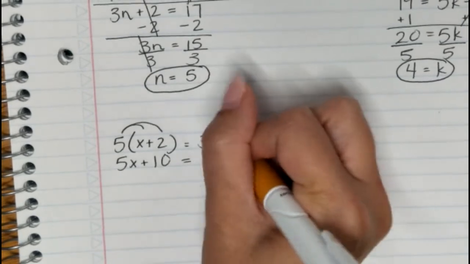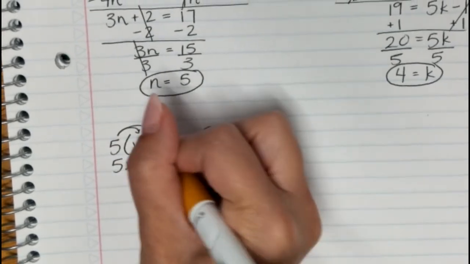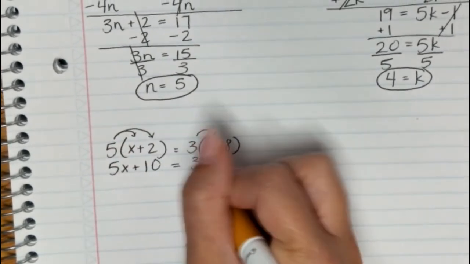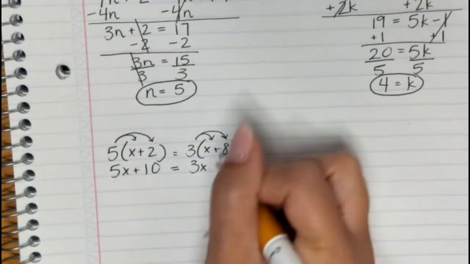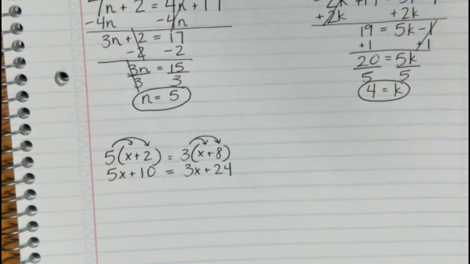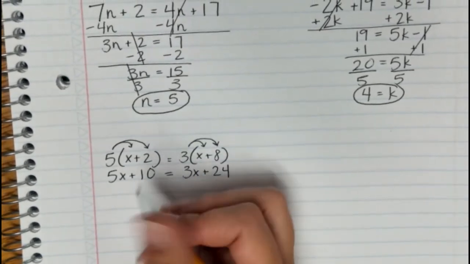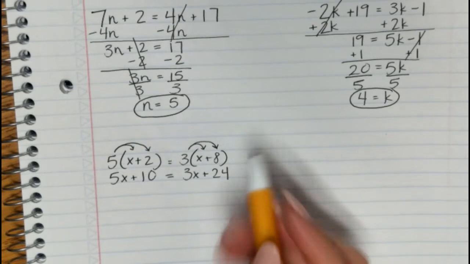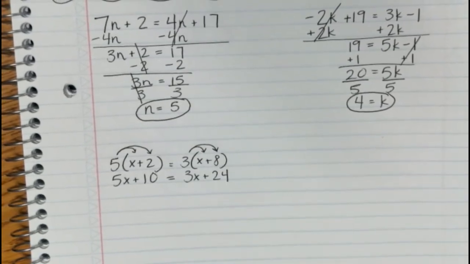On the right side, I distribute my 3 to my x. I like to do little arrows. 3 to my x and get 3x. And distribute my 3 to my 8. 3 times 8 is 24. Now, I've taken care of step 1, simplifying both sides.